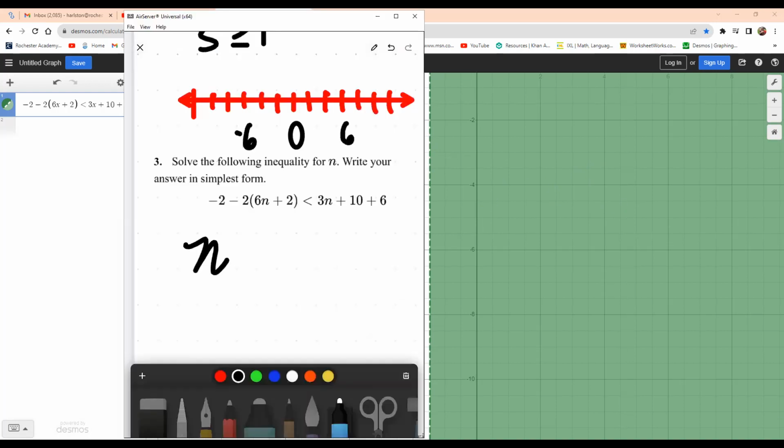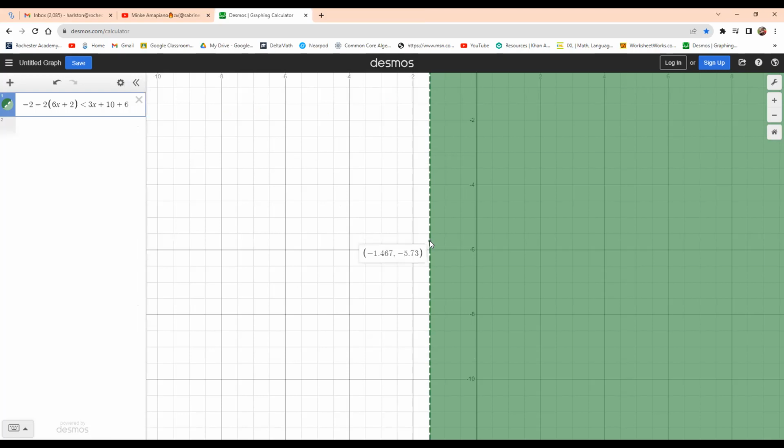So it's going to be n is greater than -1.467, I think is what we saw. Let me click on that and make sure that's right. Yeah, -1.467. So there are more digits, but this is fine. If this is all that Desmos is showing you, we're good. All right, let's see, what else do I want to do? Okay, let me look at another one.